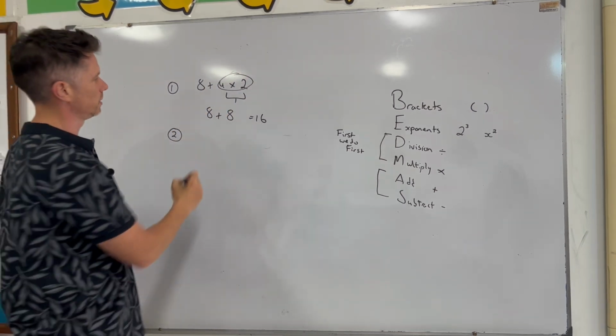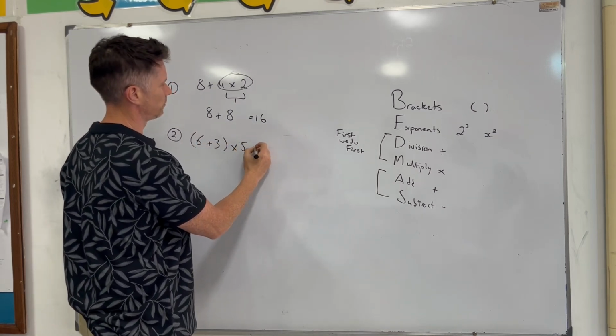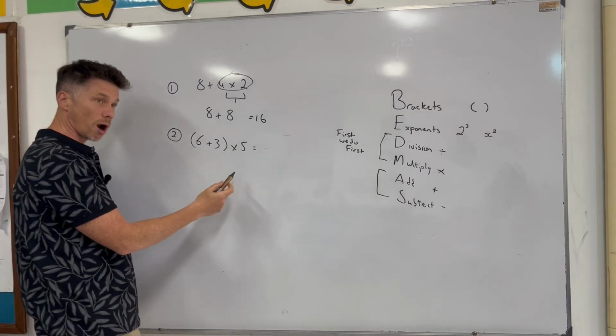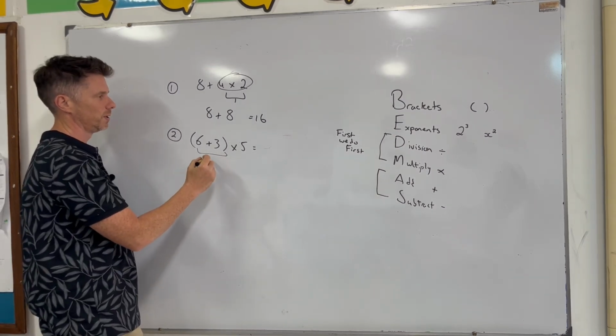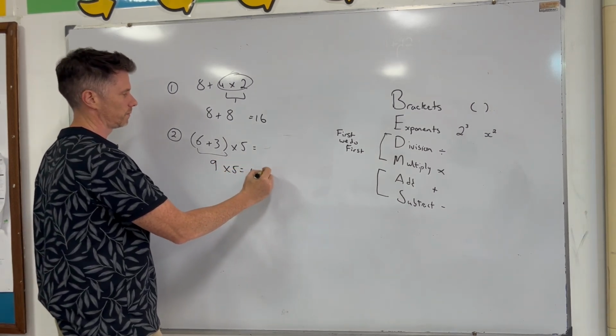Second example here, 6 plus 3 in brackets multiplied by 5. 45. Yeah, okay. There are brackets, so now I do this first. I don't multiply the 3 by the 5. I do my brackets first. I get 9, and now I multiply by 5, and I get 45.